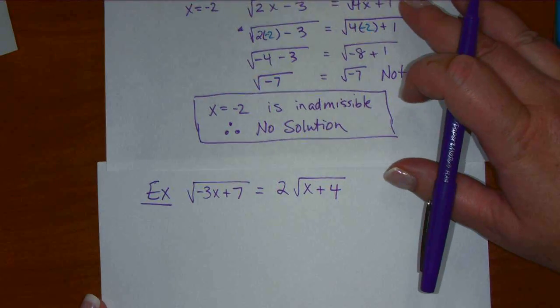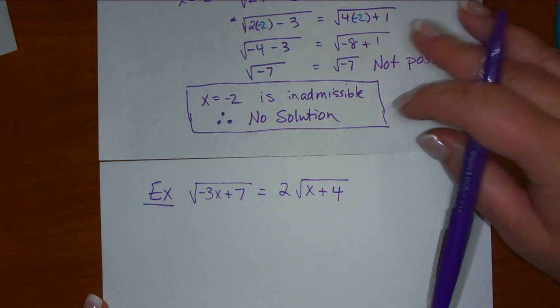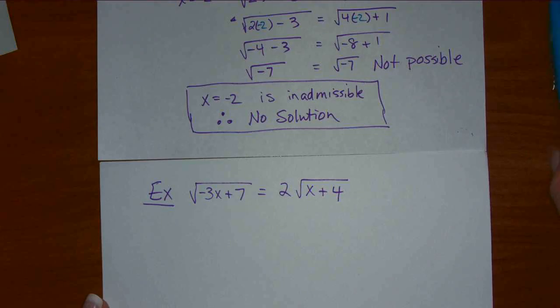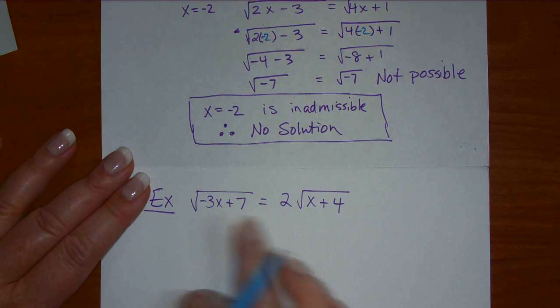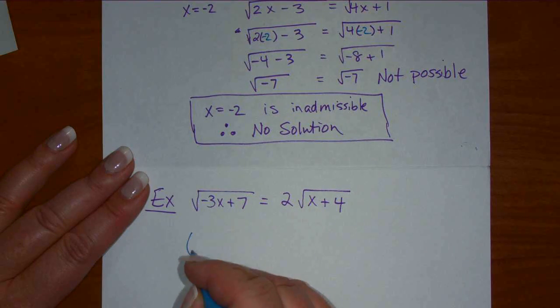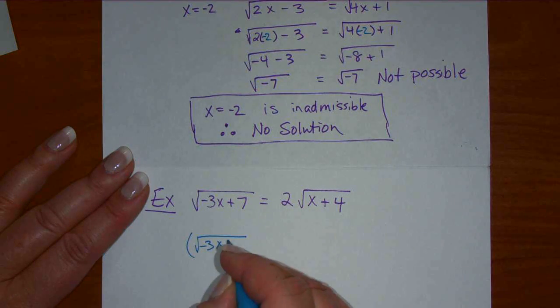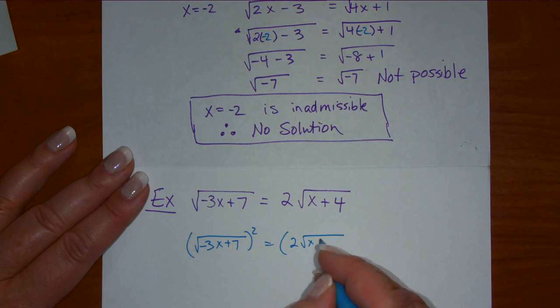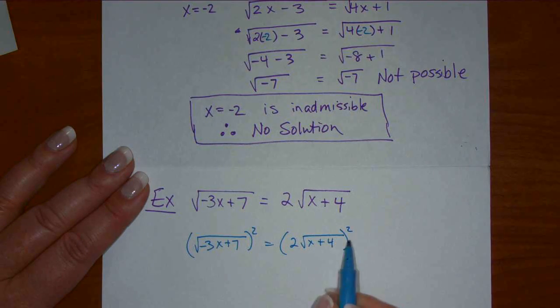Okay, second question. So here I've got a 2 in front. So we have to use our rules of exponents when we do this one. So we've got a radical equals a term that has a radical in it. We're going to square both sides. You have to square the whole thing, not just the root. So what do you do with this 2 in front?